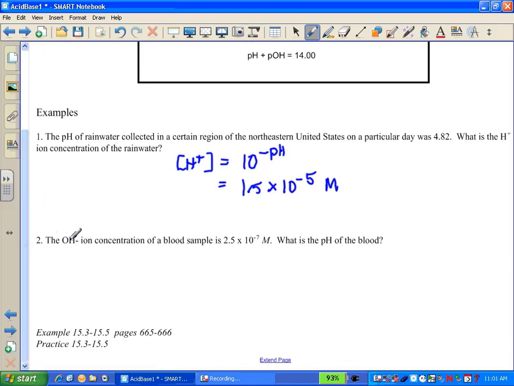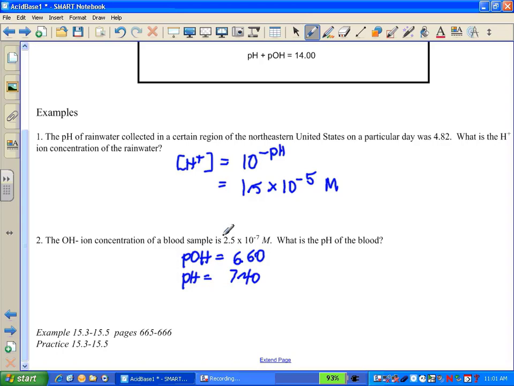In the second example, the hydroxide ion concentration of a blood sample is 2.5 times 10 to the negative 7. What is the pH of the blood? There are a few approaches you could take. You could use the Kw to find the H+ and then find the pH, or you could find the pOH first by taking the negative log of the hydroxide concentration, it being 6.60, and the pH is simply 14 minus that, which is 7.40.